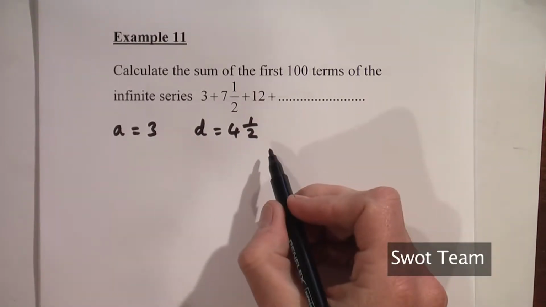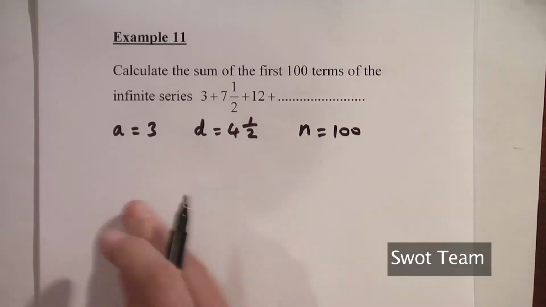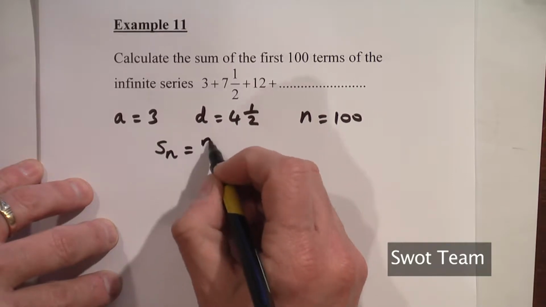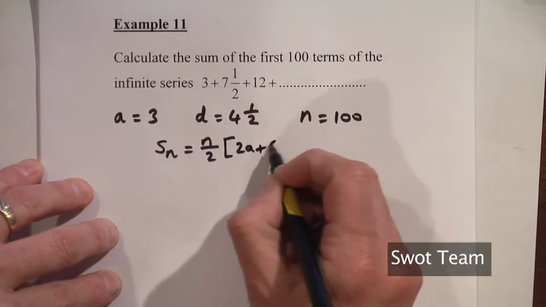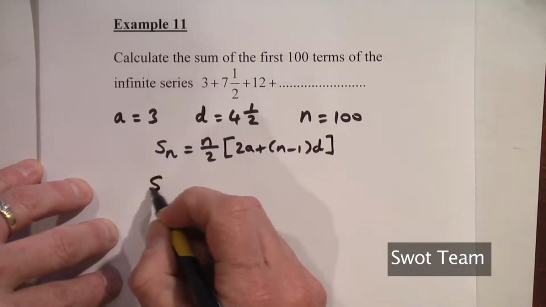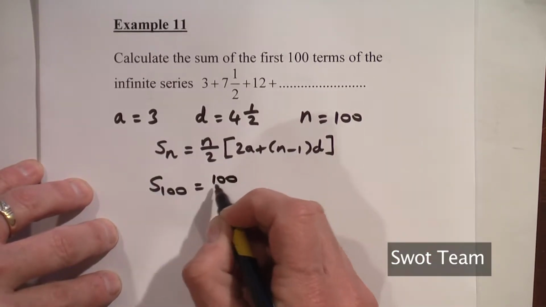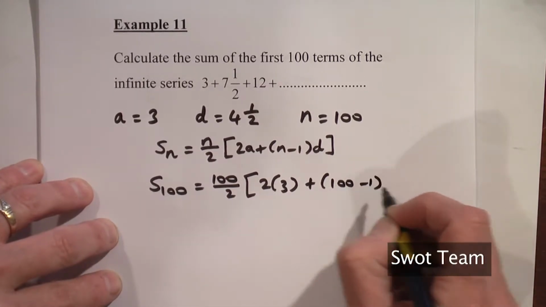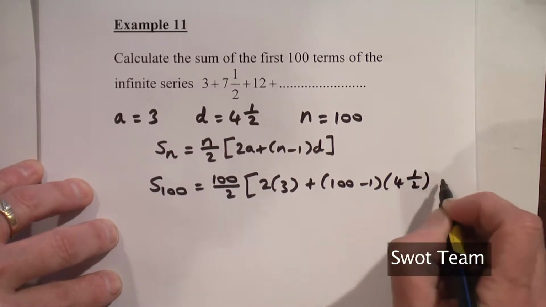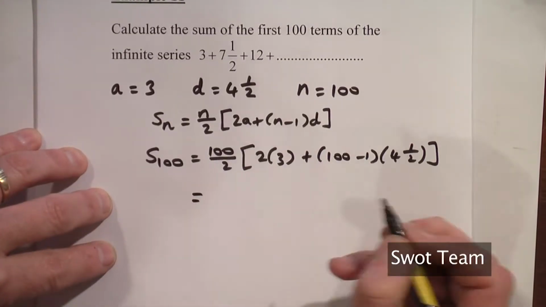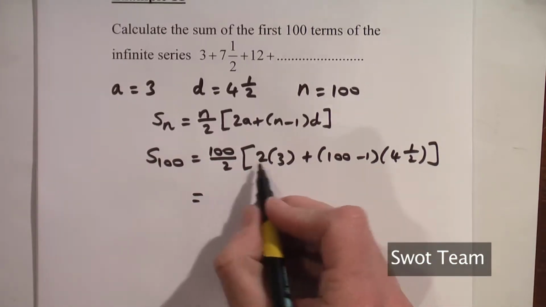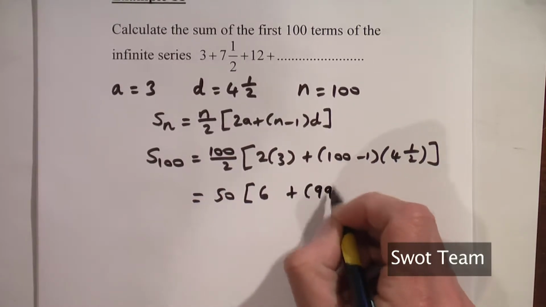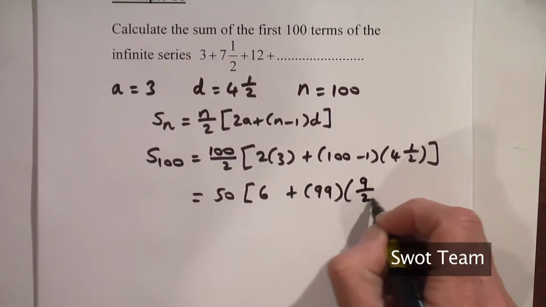Great. Now we've got n equal to 100. There are 100 terms that we want to add up. So what's the formula I'm going to use? Sn is n over 2 times (2a plus (n minus 1)d). The sum of the first 100 terms is 100 over 2 into 2 multiplied by a plus (100 minus 1), and the constant difference is 4.5. Now, I'm going to work this out using technology. But if you didn't have a calculator, that's 50 times (6 plus 99 multiplied by 9 over 2).